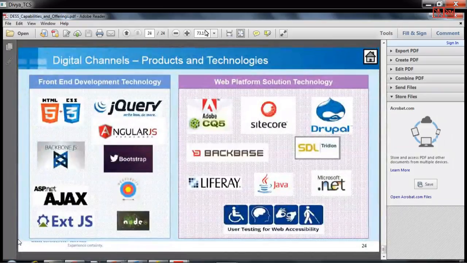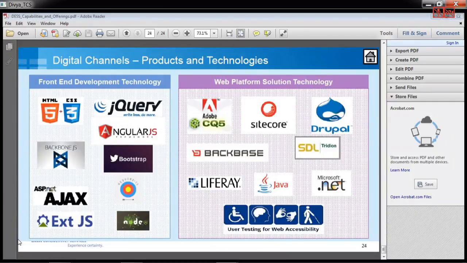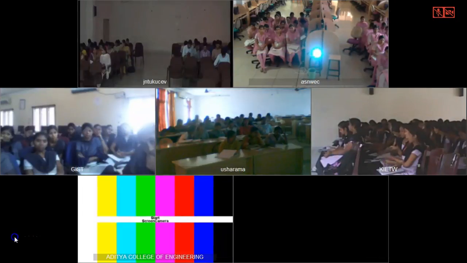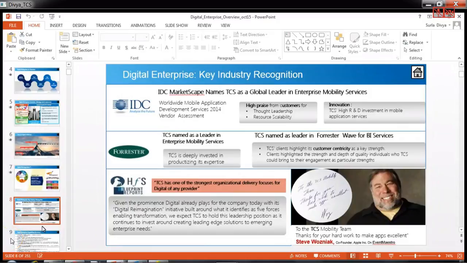These are a kind of software we are using. Here you can see the list of front-end technologies, right? HTML5, CSS3, jQuery, AngularJS, Bootstrap, Backbone.js, Ajax, Ext.js, Node.js. All these things we are currently using in our real-time projects. For web platform solutions, from a backend perspective, we have .NET, Drupal, Adobe CQ5 and all those things. We have worked on them and we got appreciations.